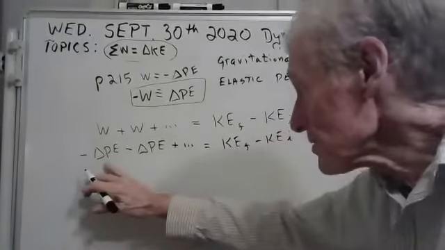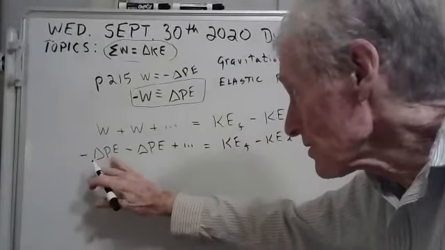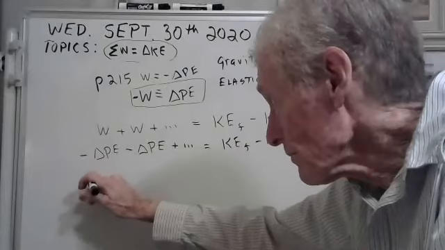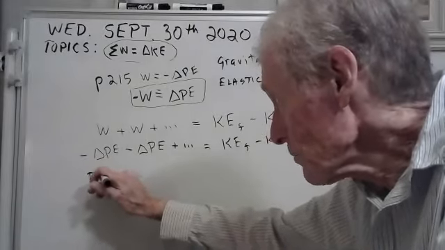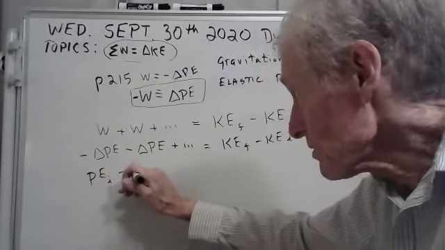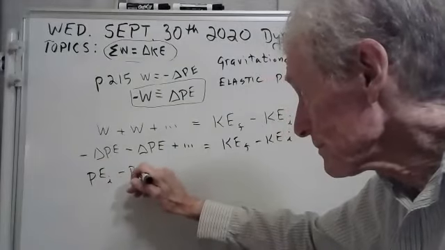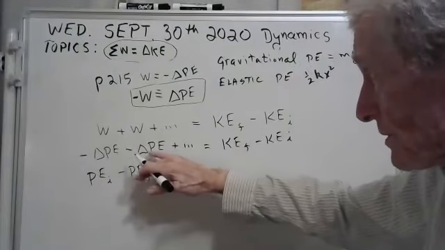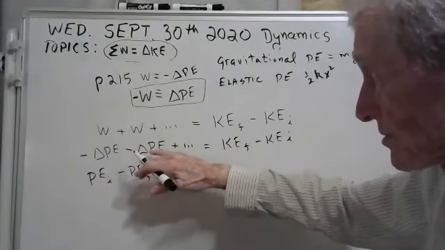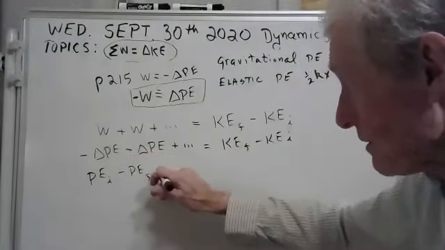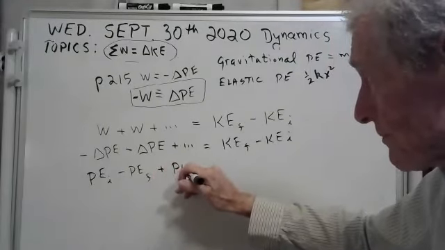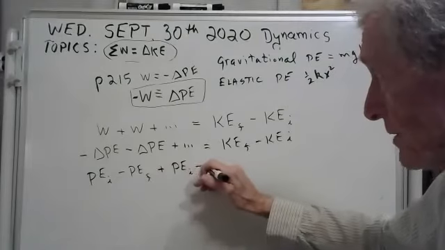Now, when you write this, you know what that is. That's final minus initial. But with a negative sign in front of it, that's going to be the initial minus the final. And see that negative sign in front of it? See, this is the final minus initial, but with a negative sign in front of it, it's the initial minus the final.